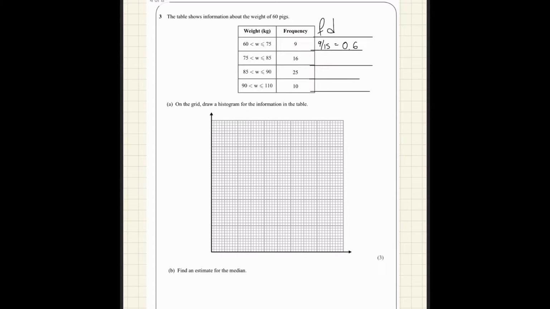0.6. 16 divided by 10, obviously 1.6. 25 divided by 5, which is 5. And 10 divided by 20, 0.5. Okay, so this is the frequency density. So remember, make sure that frequency density always goes on the left-hand side. And underneath, class width, or width you could actually put.